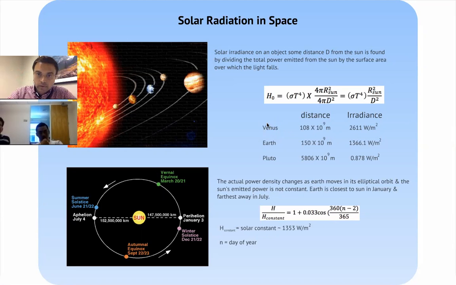For example, if you look at the surface of Venus, which is a distance of 108 billion meters away from the sun, you have an irradiance of 2611 watts per meter squared. If you go to the Earth, which is 150 billion meters from the sun, you get somewhat smaller, 1366 watts per meter squared. And if you go to Pluto, which is as far away from the sun as you can get in the solar system, at about 6,000 billion meters, the power density on its surface is very small, less than about a watt per meter squared.